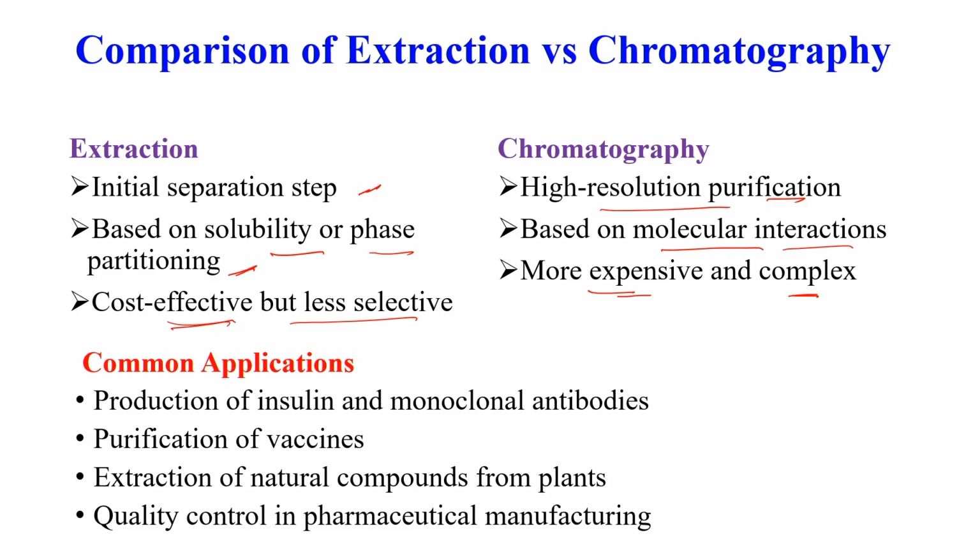These are the common applications for these methods: separation of proteins and antibodies, purification of vaccines, extraction of natural compounds from plants, and also quality control in pharmaceutical manufacturing, where you need to quickly monitor the quality of your product. So, with this I will stop here. Today we discussed the first step of isolation, that is solvent extraction, and also the chromatographic methods.